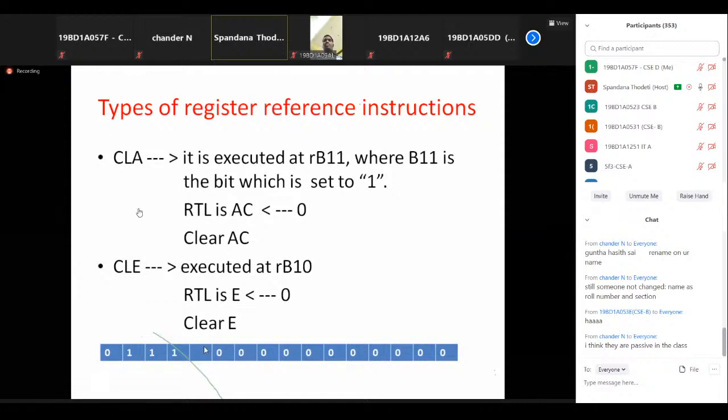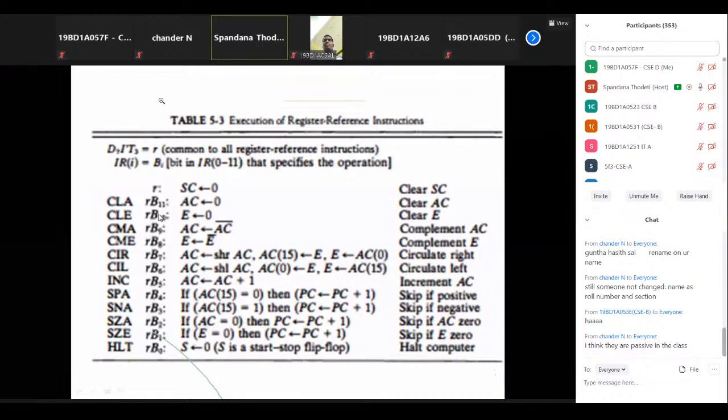Next, what will you do? Make this 11th bit 0, and if you make this 10th bit 1, another instruction will be executed. Like this, we will change all the bits so that you will get different register reference instructions, right? We have seen this in the previous class. So if the 10th bit value is equal to 1, then the CLE instruction is executed. What is it? Clear E. You know what E is? E is the extra bit. When you perform addition or subtraction operations, carries and borrows are generated, and they will be stored in your extra bit. So make that extra bit content 0. That is clear E.